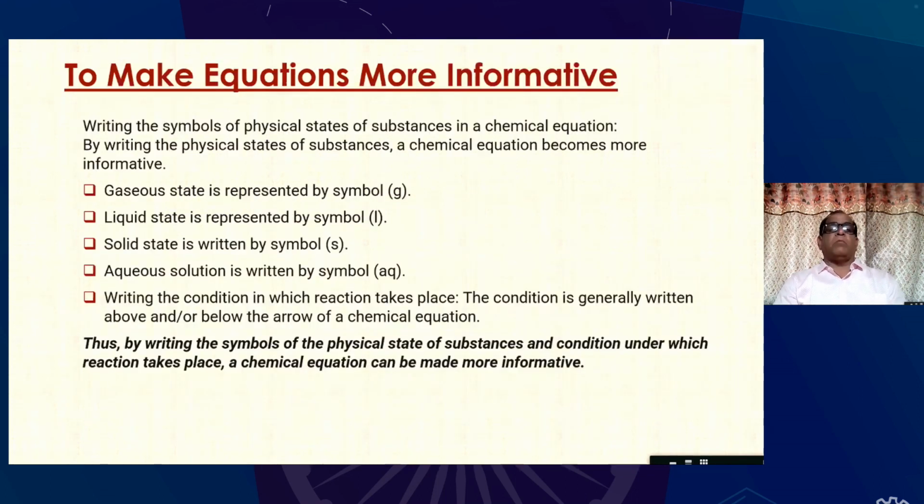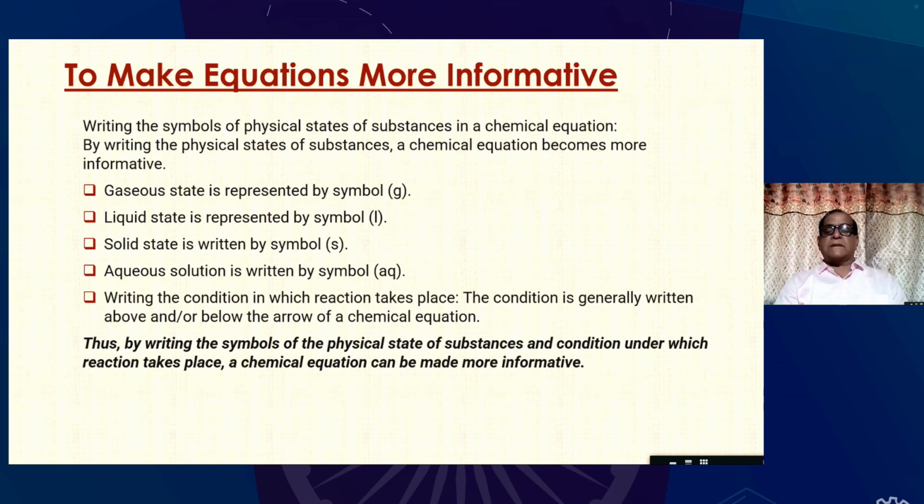Now to make the equation more informative, write the symbols of the physical state of the substances in the chemical equation. By writing the physical state of the substance, a chemical equation becomes more informative. That is, the gaseous state is represented by a small g within brackets, the liquid state is represented by the symbol l within brackets, the solid state is written by the symbol s within brackets, and an aqueous solution is written by the symbol aq within brackets. Writing the condition in which the reaction takes place: the condition is generally written above or below the arrow of the chemical equation.